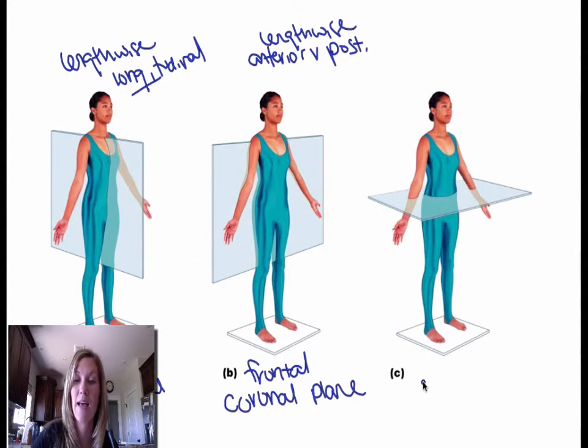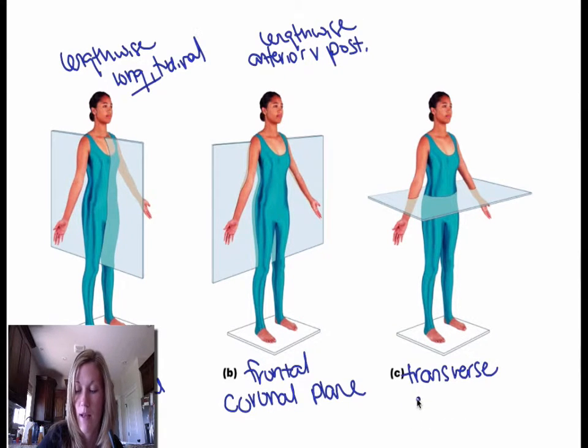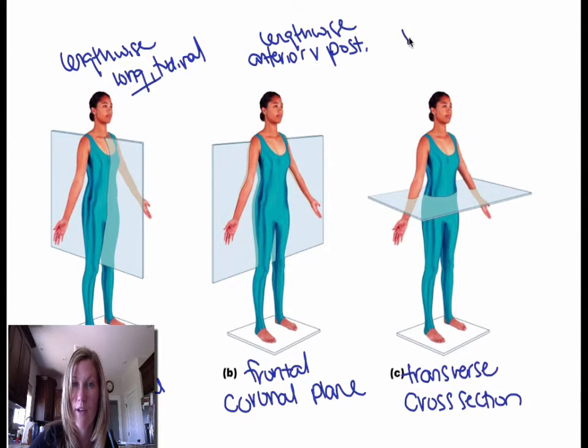And the last type of section or plane is called a transverse. A transverse plane is also called a cross section. And this one is when you're going to have a horizontal plane which separates into a superior and inferior section. So those are the three major body planes.